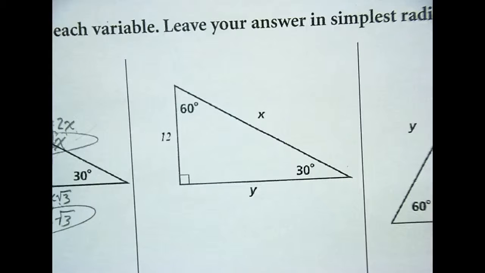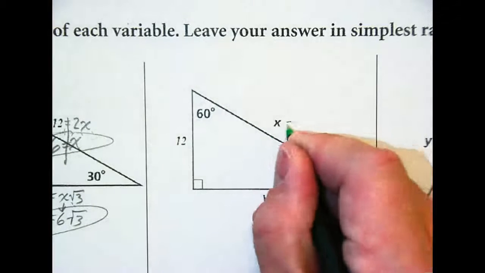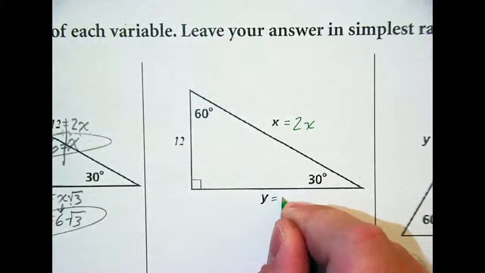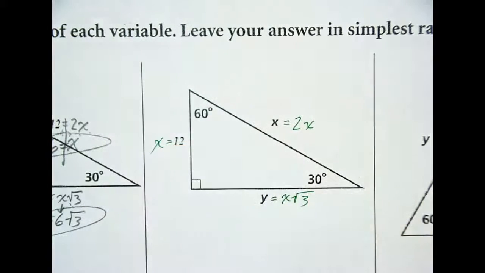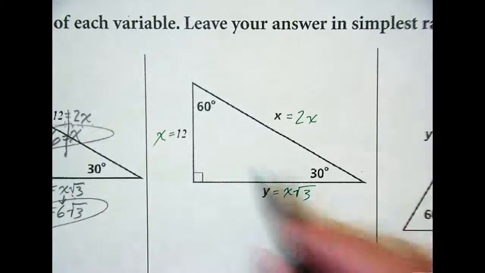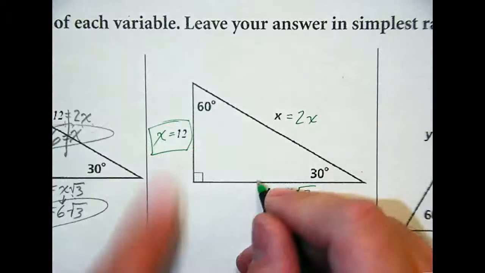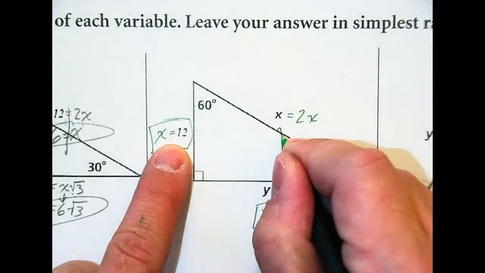I want you to try this one, please. Okay? Copy it down, label your sides. All right, what do we call this side right here? 2x. What do we call this side? X root 3. And this side? X. So which one can we solve? Well, that one's solved for us. We know x equals 12. Just plug that in. This is 12 root 3 and 24.